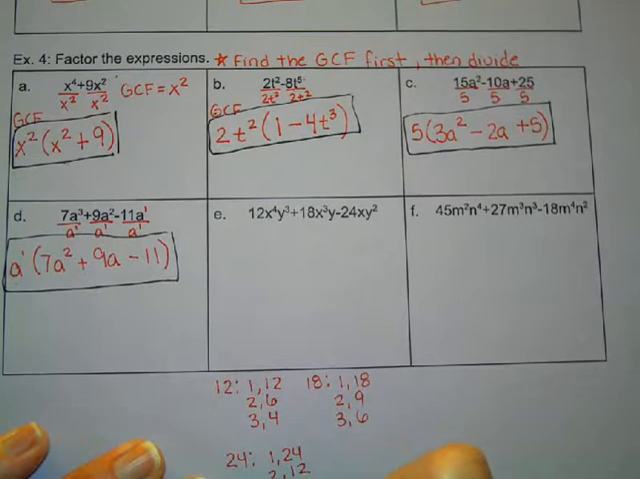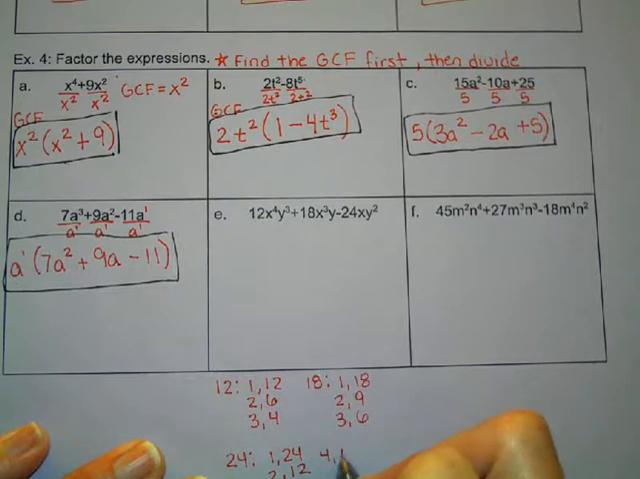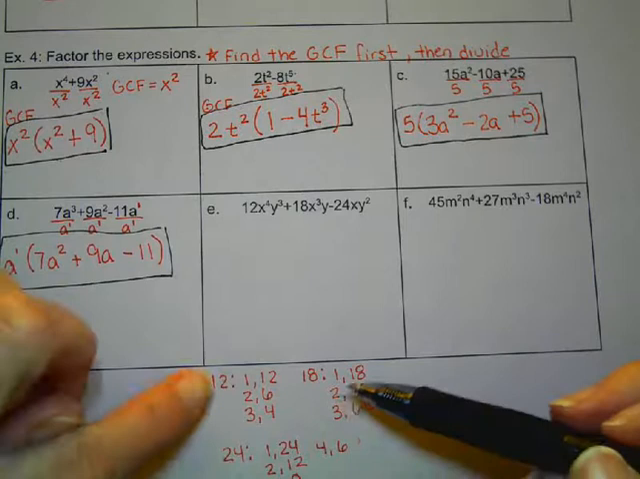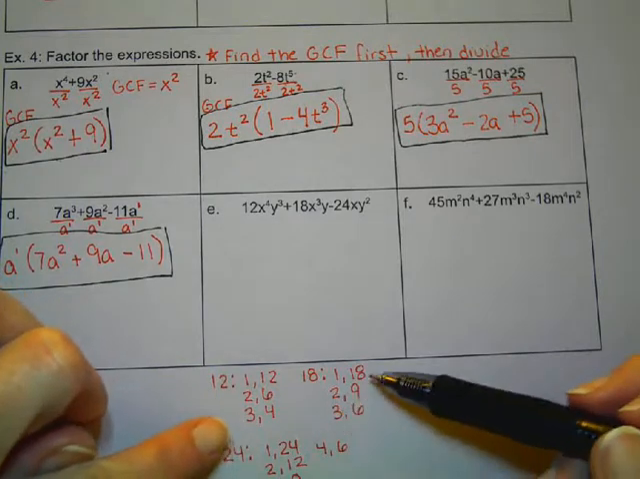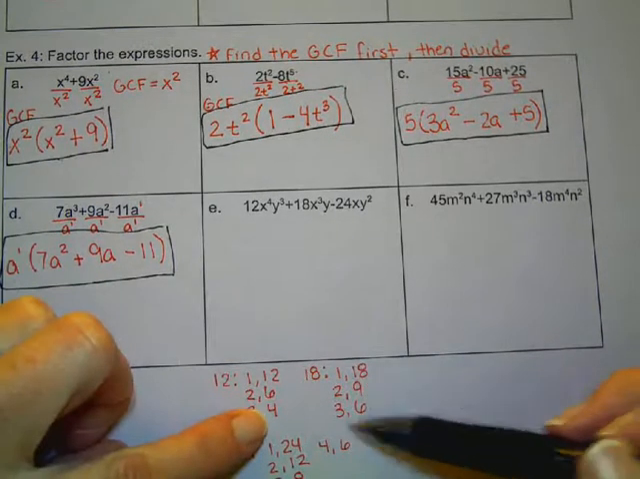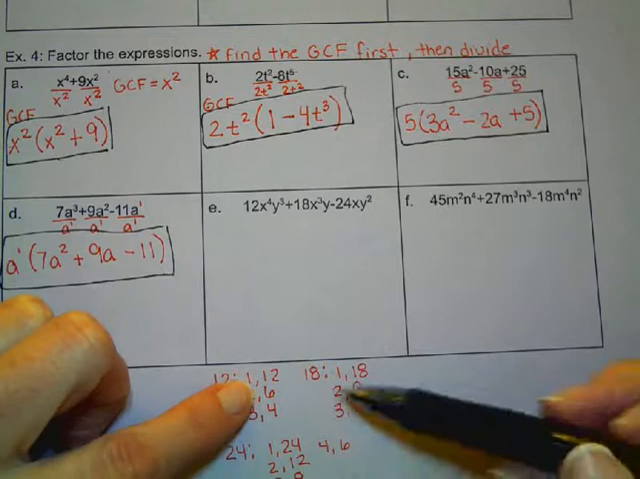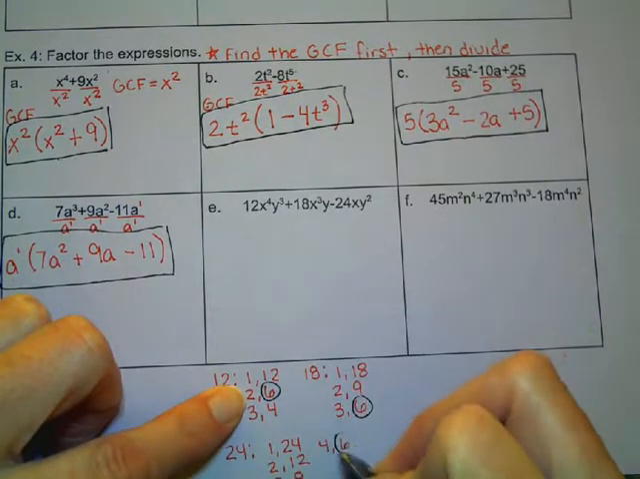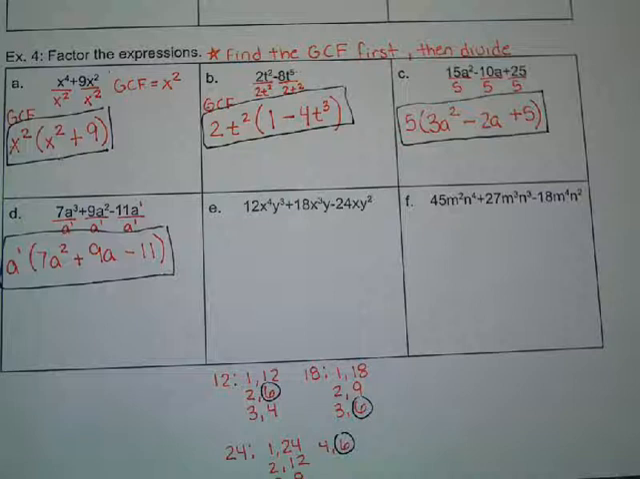Okay, so out of all those lists, they all have a 1, they all have a 2, they all have a 3. This one doesn't have a 4, so it's not going to be 4, but they all have the number 6. So 6 is the biggest number that divides into all of them. We're going to put a 6.